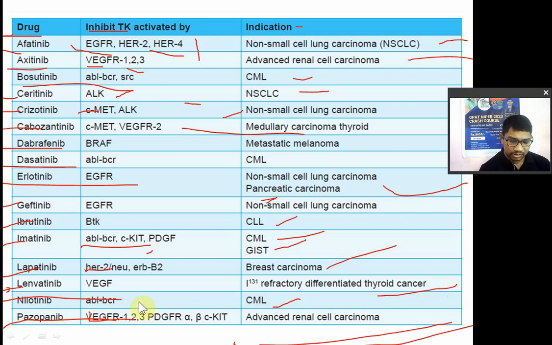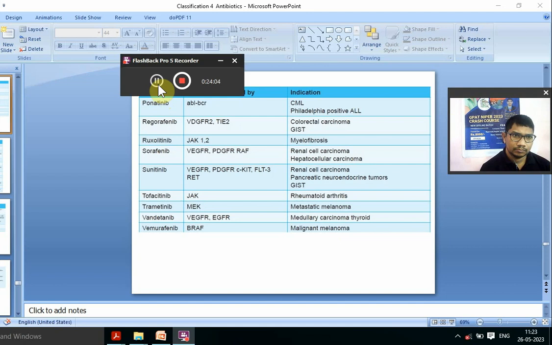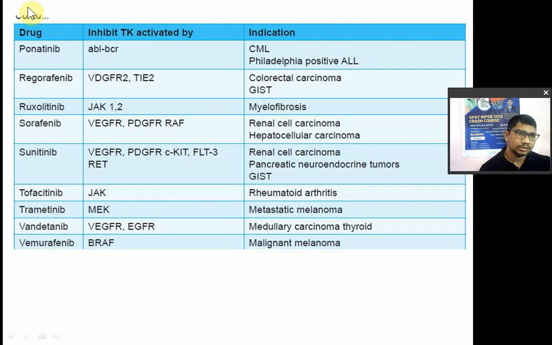So we'll see the next point. Again drug, target and indications. Next is ponatinib. So it is against the BCR-ABL gene, which activates the tyrosine kinase, used in chronic myeloid leukemia and acute lymphoid leukemia, which is Philadelphia gene positive.